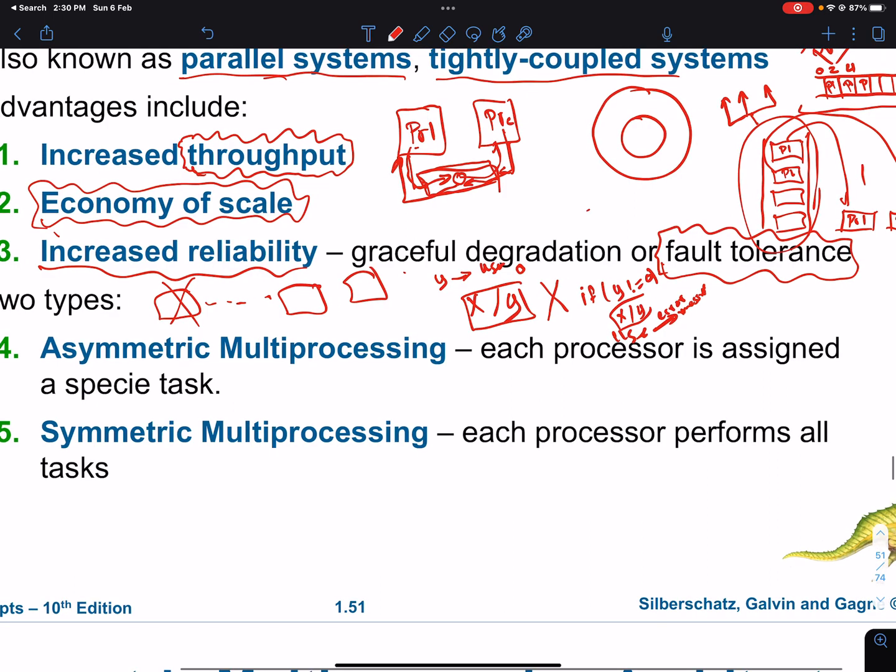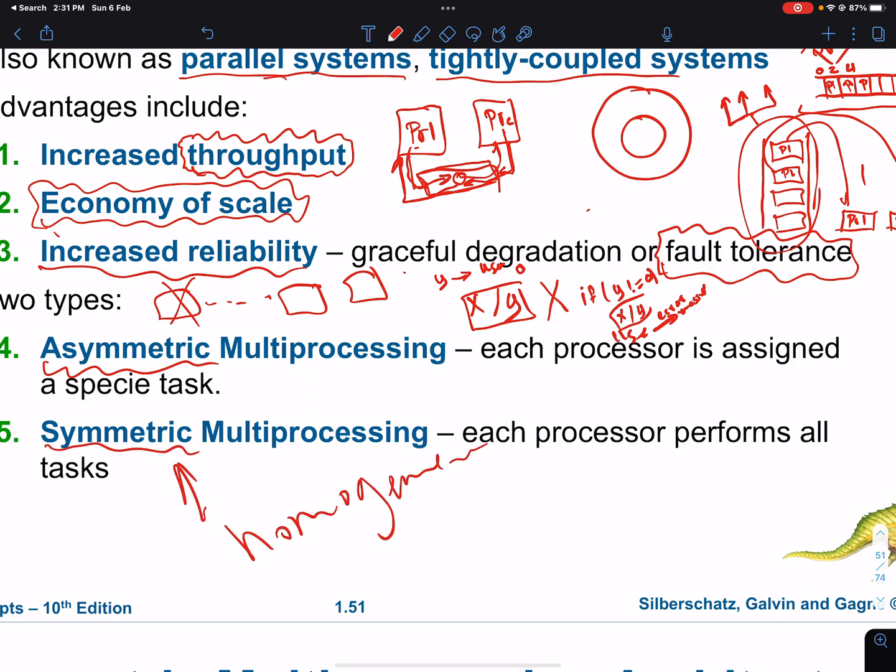So in multiprocessing, you have asymmetric and symmetric. Symmetric is homogeneous, and asymmetric is heterogeneous. Asymmetric means each processor is assigned a special, specific task, so you cannot really do any task on this processor. I'll give you an example. And in the symmetric, each processor performs all tasks.